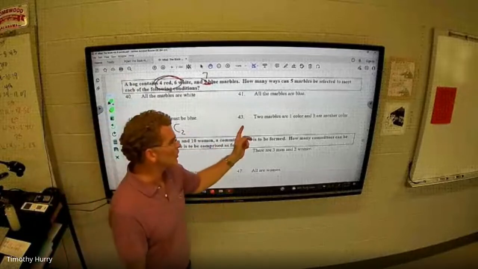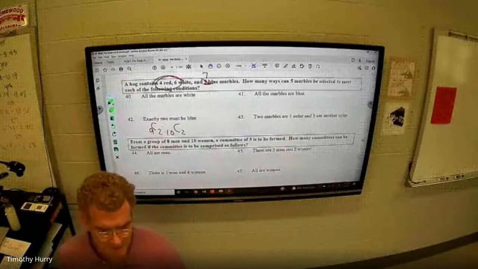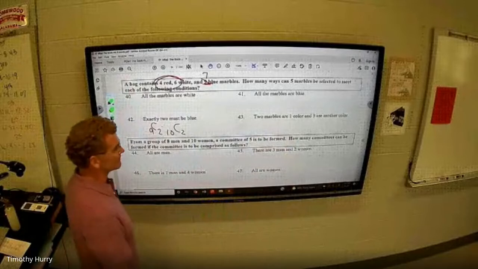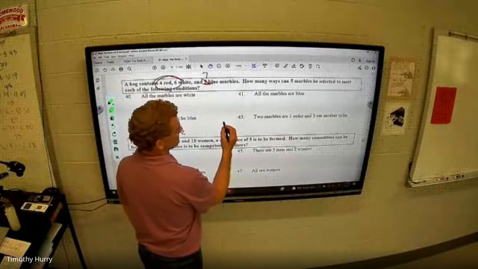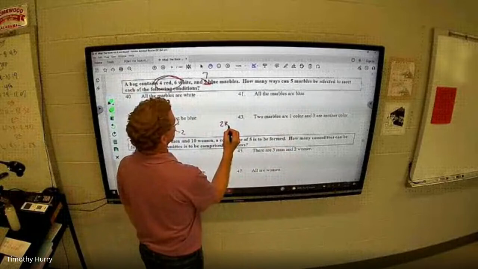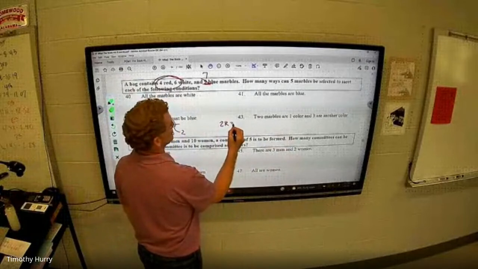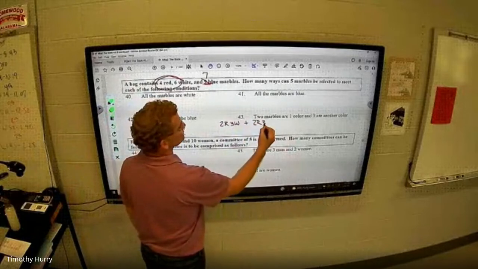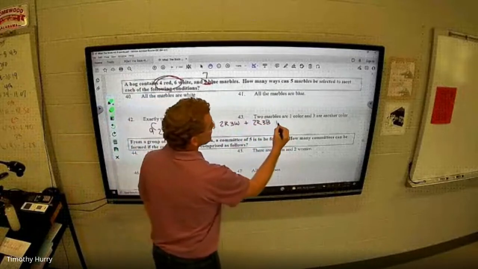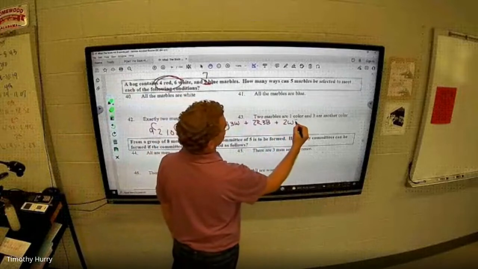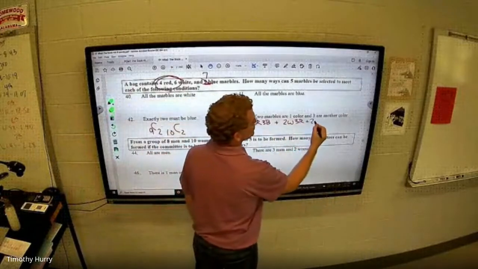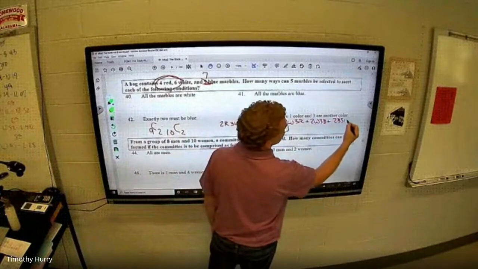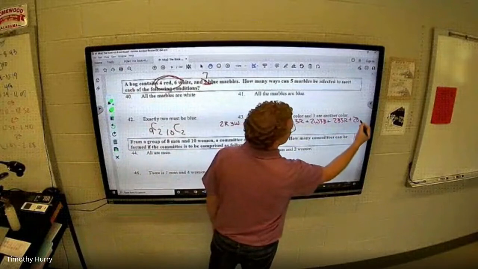What about this? 2 of one color, 3 of another. This is a nightmare. I doubt I'd ask you this on a test. But 2 of one color, 3 of another, what are my options there? I could have 2 reds and 3 whites, or 2 reds, 3 blues, or 2 whites, 3 reds, or 2 whites, 3 blues, or 2 blues, 3 reds, or 2 blues, 3 whites.